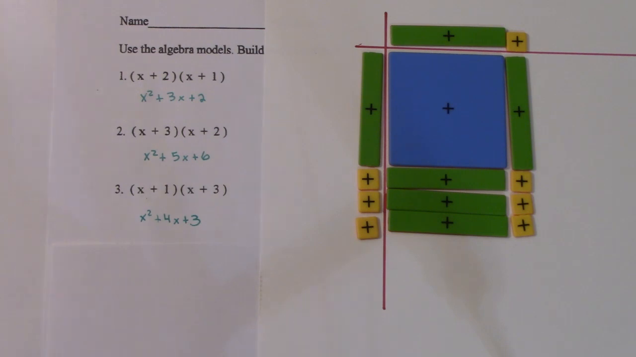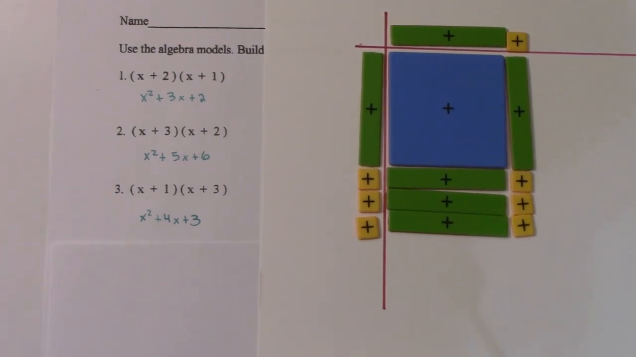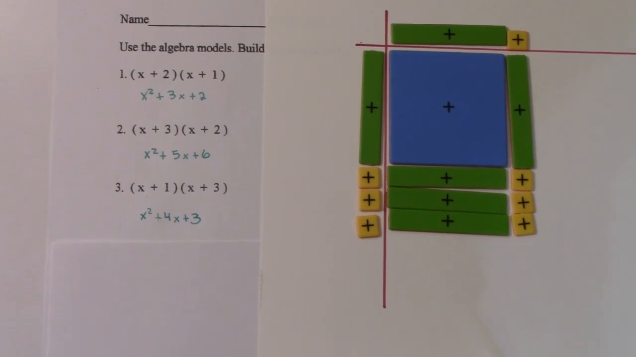And the students might ask, how long do they need to use the algebra tiles, the manipulative, and that's until it makes sense to them, until they can figure it out on their own. Now both of these factors had positive terms. Next we're going to look at what happens when we have negative terms.